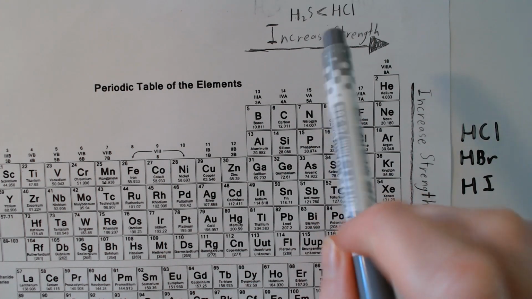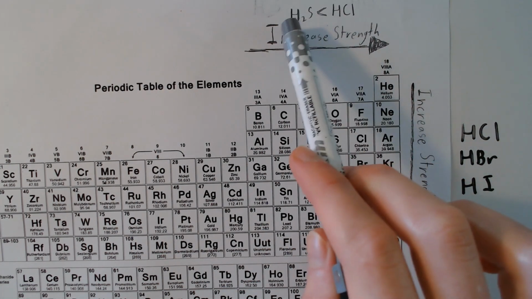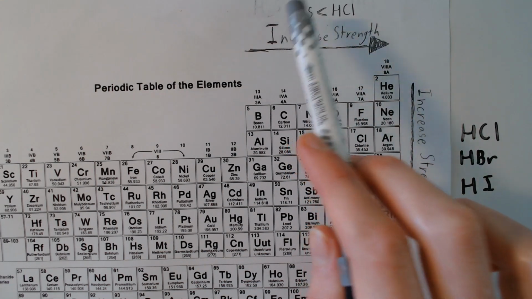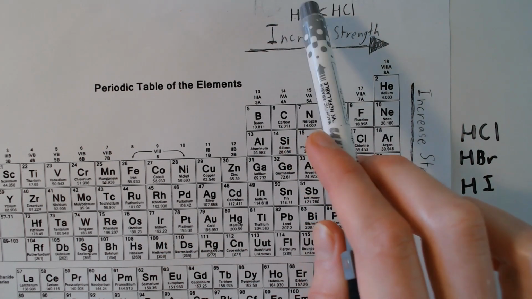Now you might also be asking why I said that H2S is a binary acid. After all, it has 3 atoms. Well, that's because it has 2 types of elements, and therefore we consider it a binary acid.